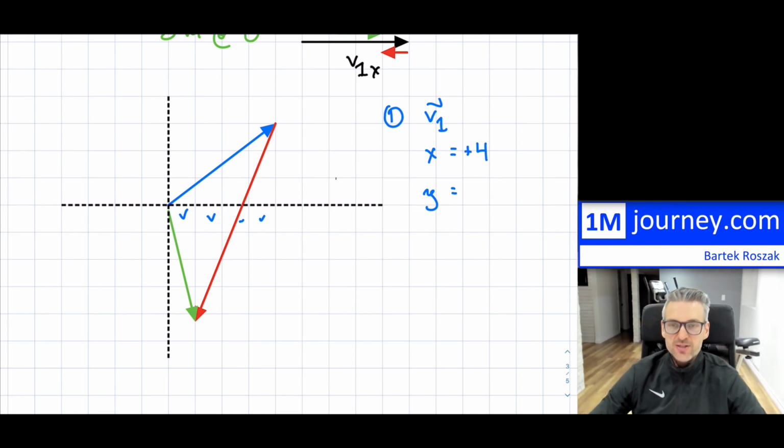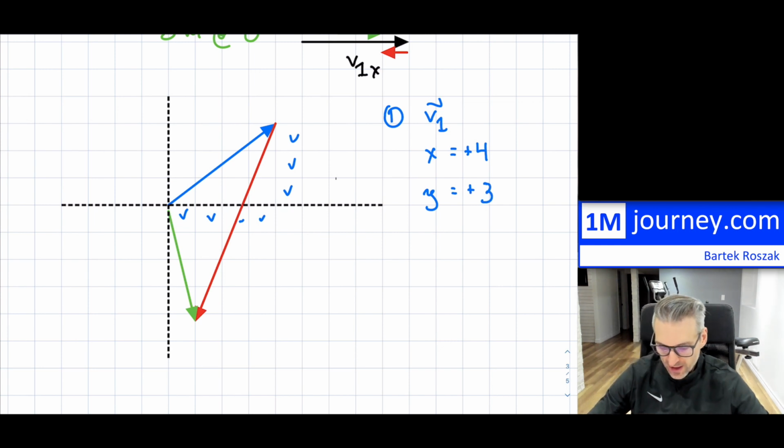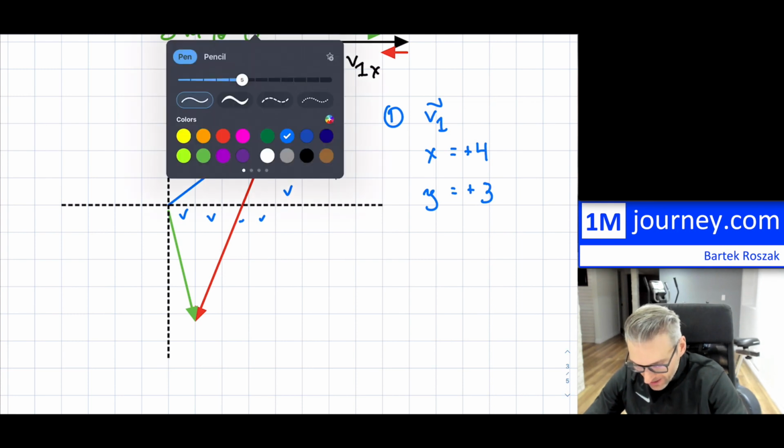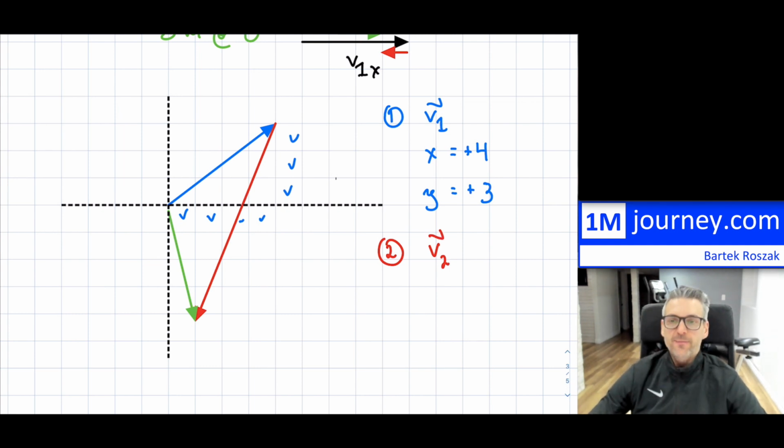Okay, I'm going to put the positive meaning to the right. My y component is 1, 2, 3. So this is also positive, right? So this is going up and to the right. So that is V1. My second one, so my vector number 2, so this is V number 2 right here.